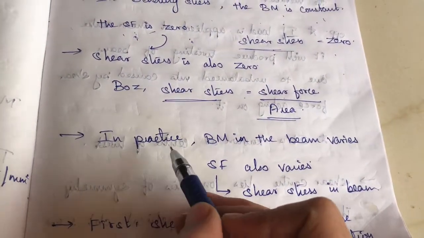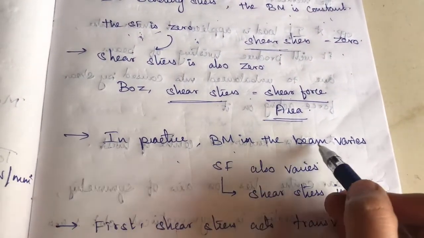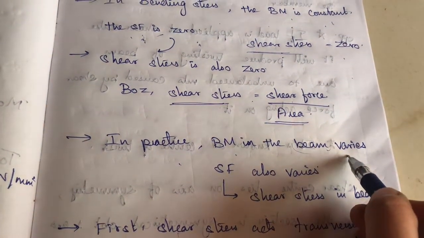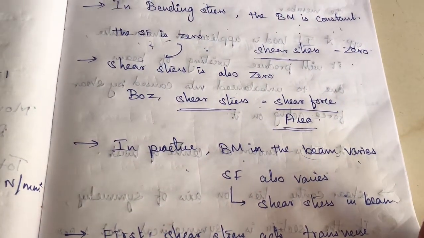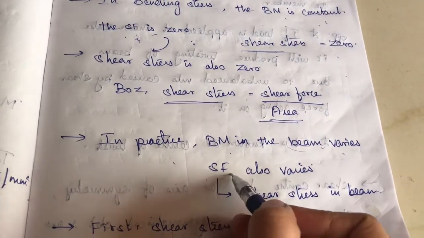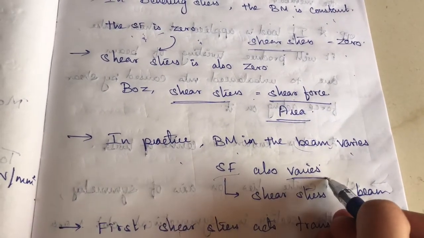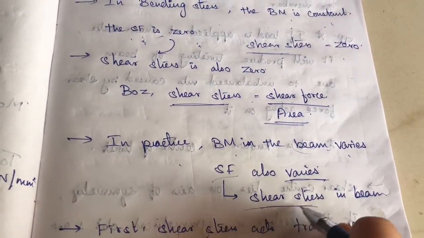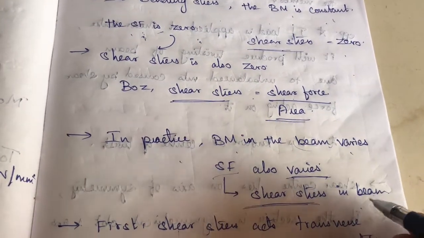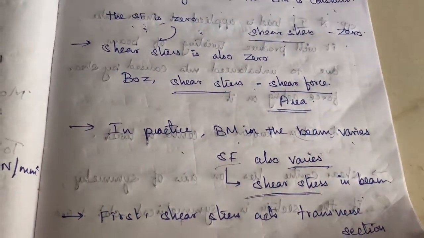So in practical, the bending moment in the beam varies. It does not attain pure bending. And the shear force also varies. So we can obviously say the shear stress in the beam also varies from one place to another.